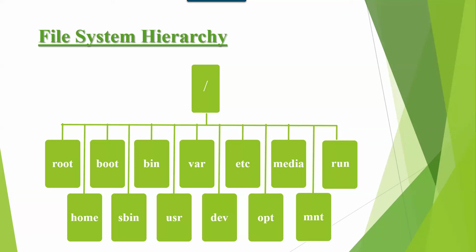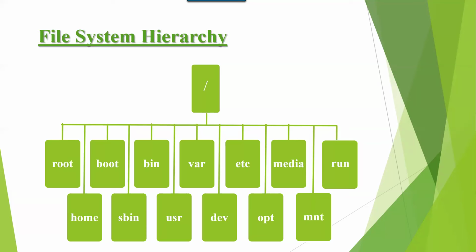etc contains configuration files. System configuration files are stored under etc. OPT contains optional applications, applications which we install manually. Those applications are stored under OPT. Media contains external devices information, meaning removable devices information. Up to RHEL version 6, removable hard disks, pen drives, and DVDs information is maintained by media.